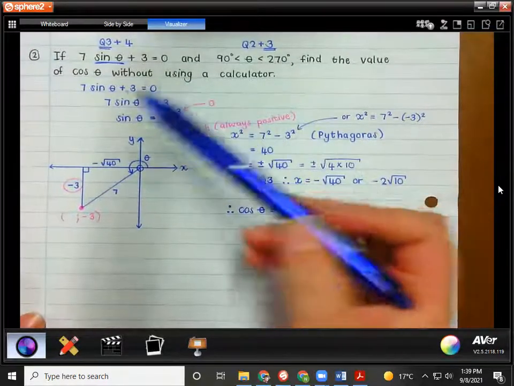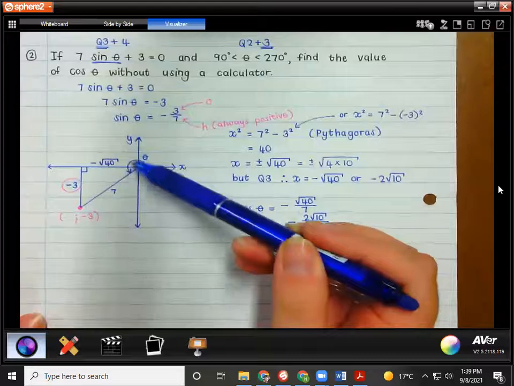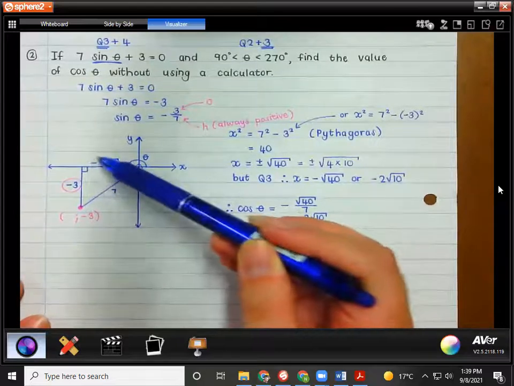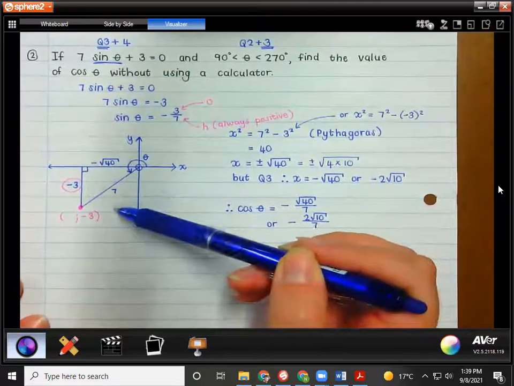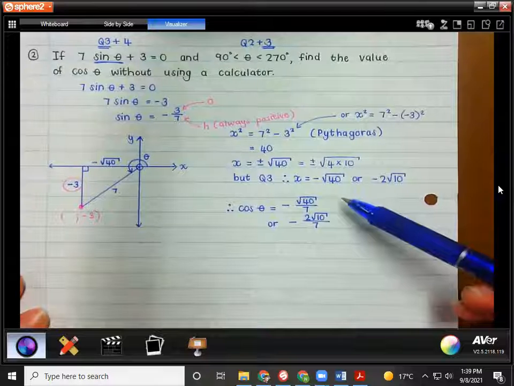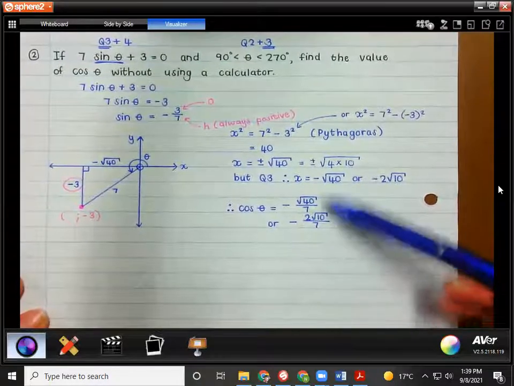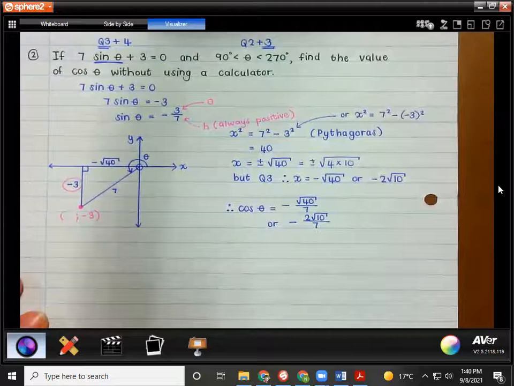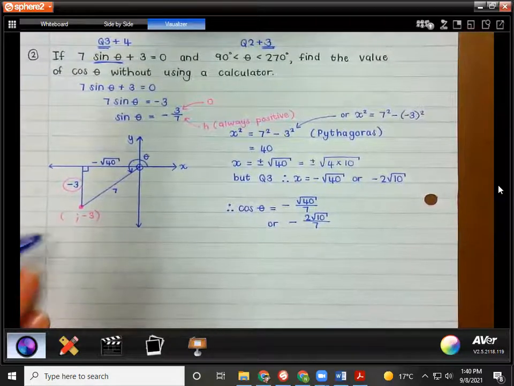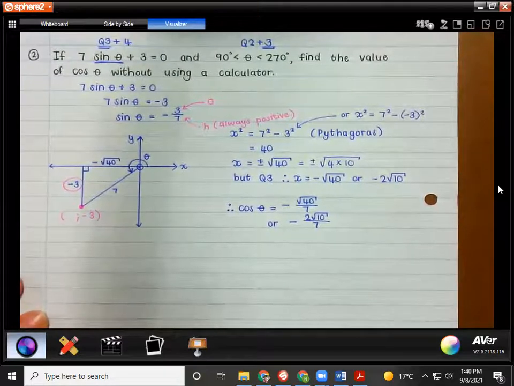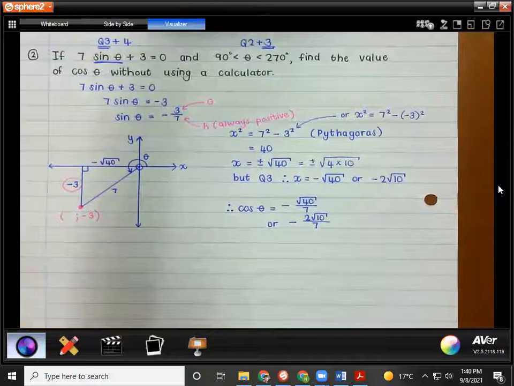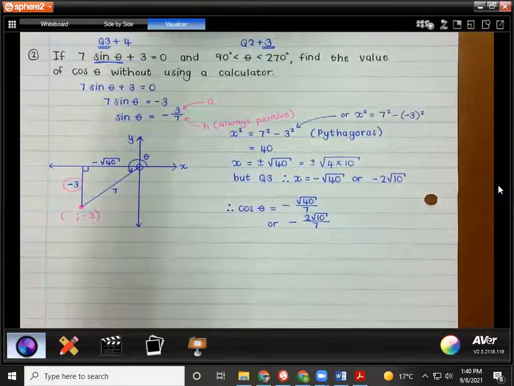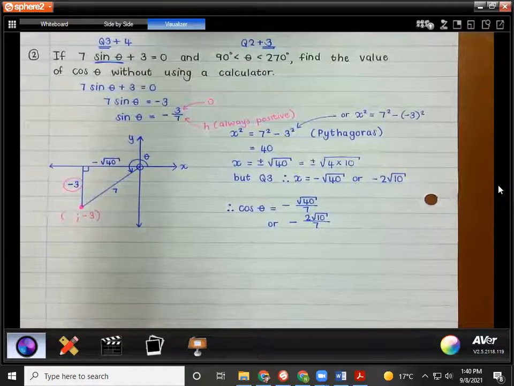And this question was asking for cos theta. So now remember, what is cos? Adjacent over hypotenuse. So whatever you got there, -√40 or -2√10, either one is fine, over 7. Are there any questions on this one, guys? You're going to practice some of these now, 5 of them on your own for tomorrow. So it is exercise 3.